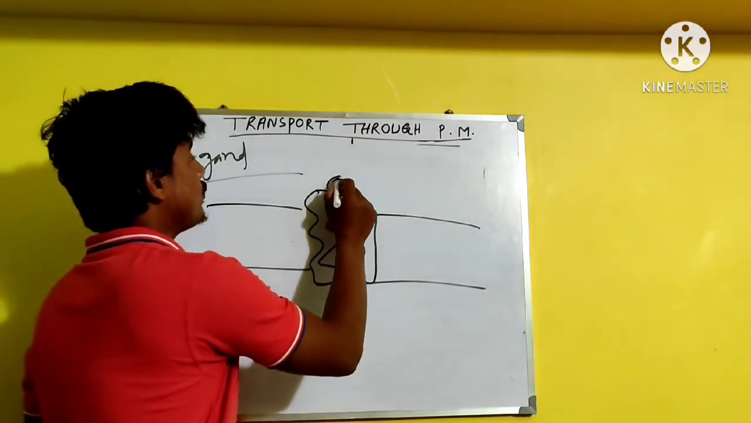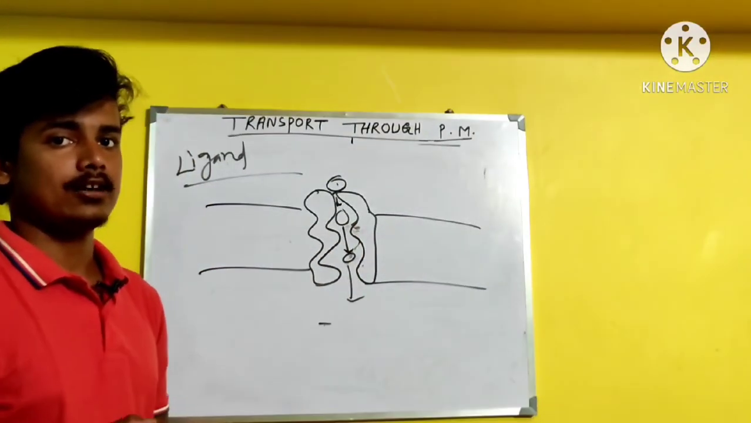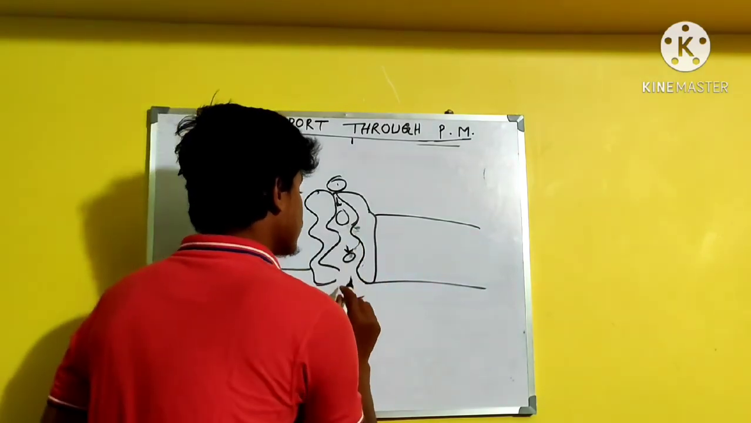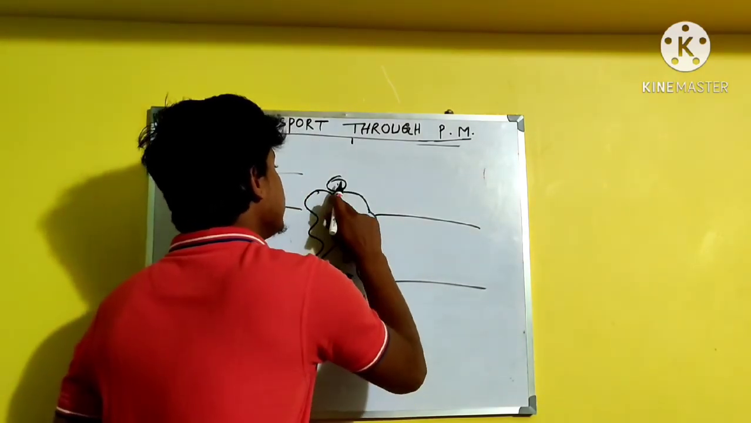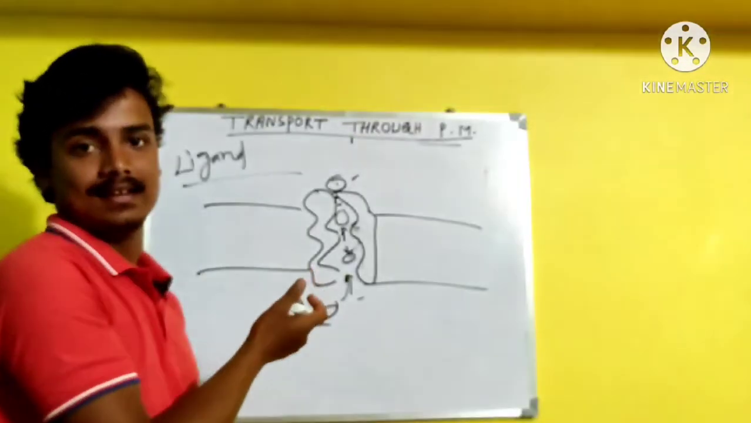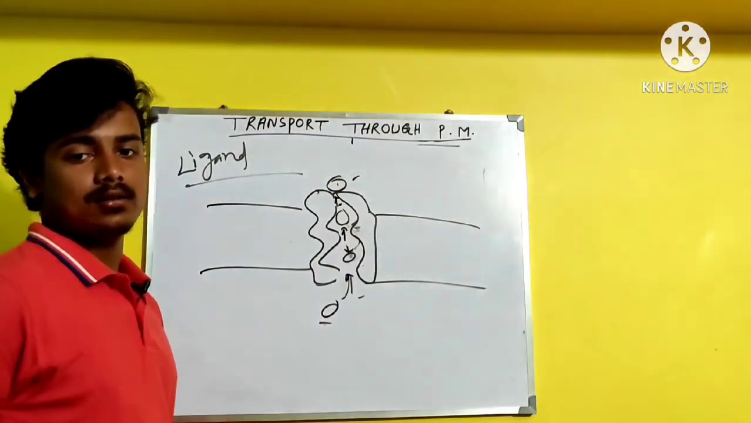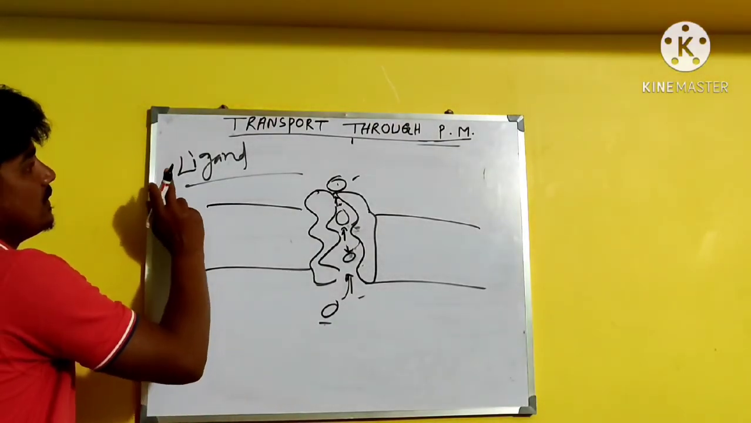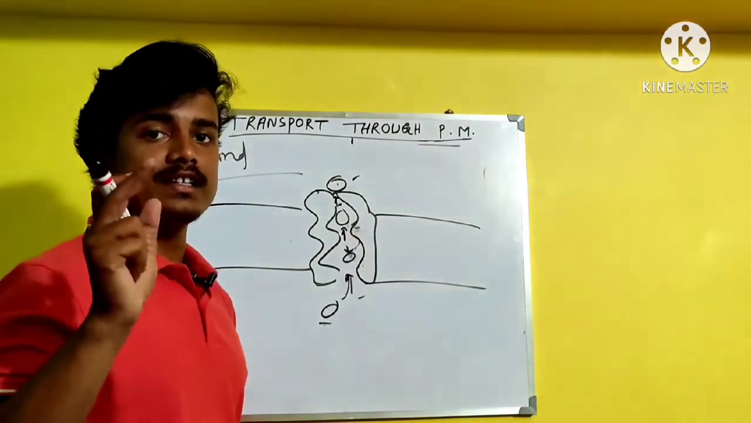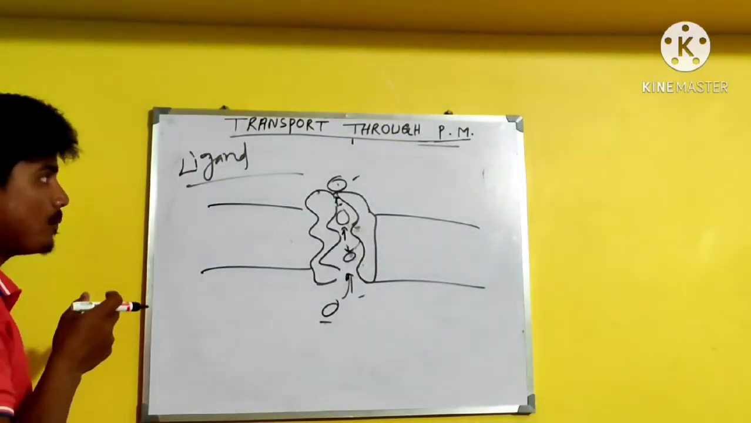In the ligand-gated channel, the ligand will bind and slowly it will enter the cell, or in any case it can go outside of the cell from the inner side of the cell. In the same way, this is passive transport of the plasma membrane. What did we discuss today? Today we discussed the passive transport of the plasma membrane.